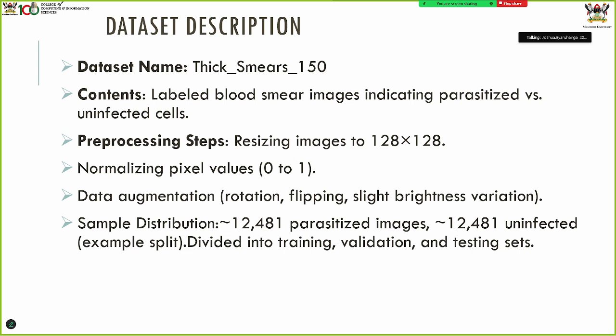Then data augmentation. This involves rotation, flipping, and brightness adjustment. This is done to enhance the features of the images. Then the sample distribution: we have around 12,481 parasitized images, then the same number for uninfected, meaning the data is balanced. This is divided into training, validation, and then testing sets.